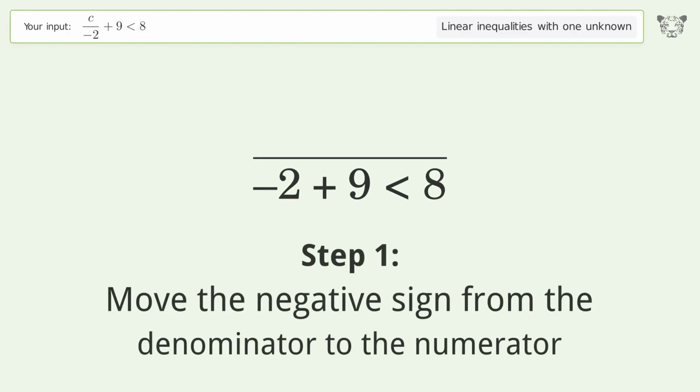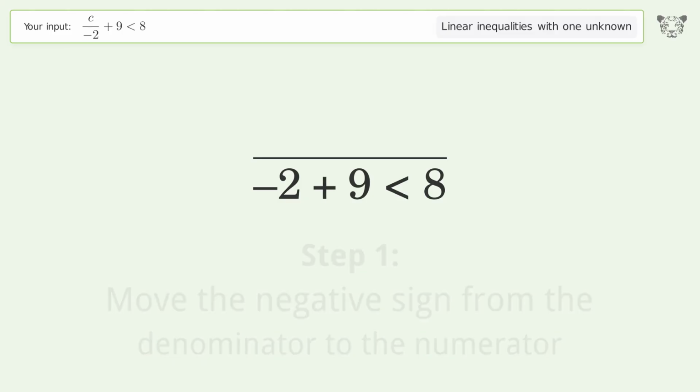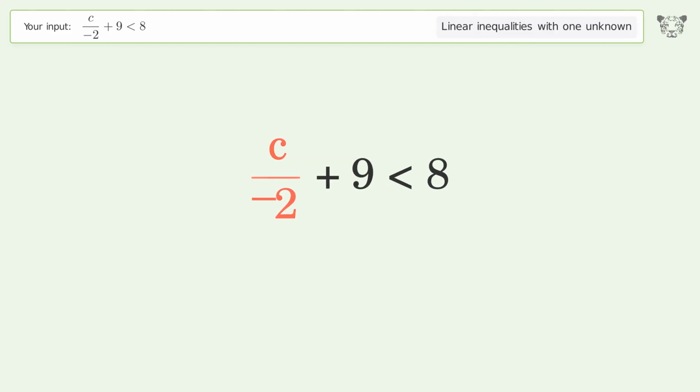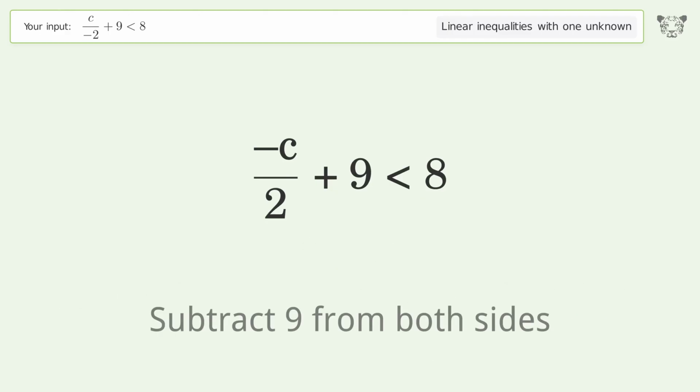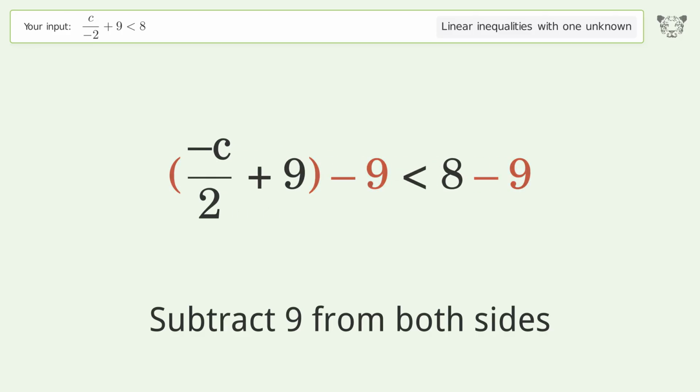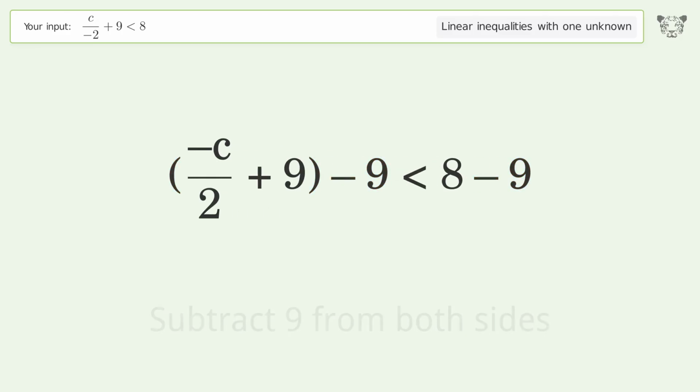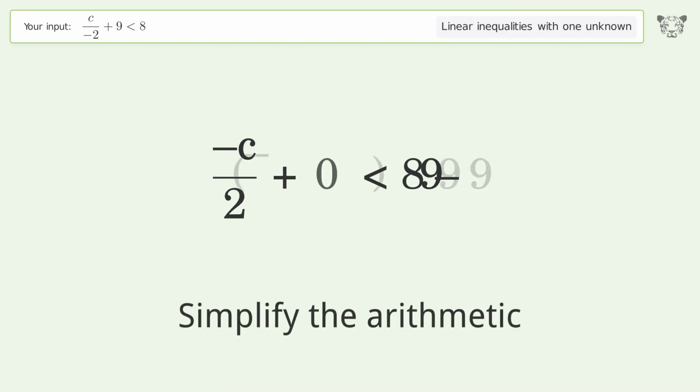Move the negative sign from the denominator to the numerator. Group all constants on the right side of the inequality. Subtract 9 from both sides. Simplify the arithmetic.